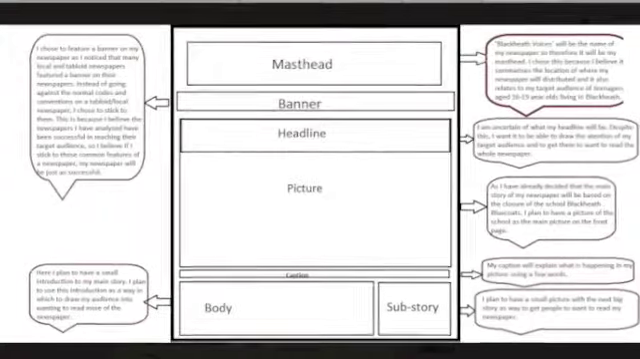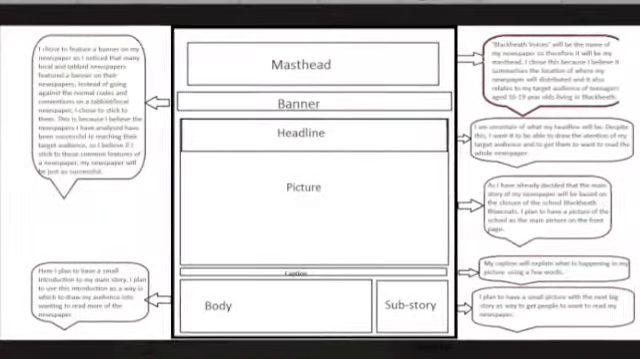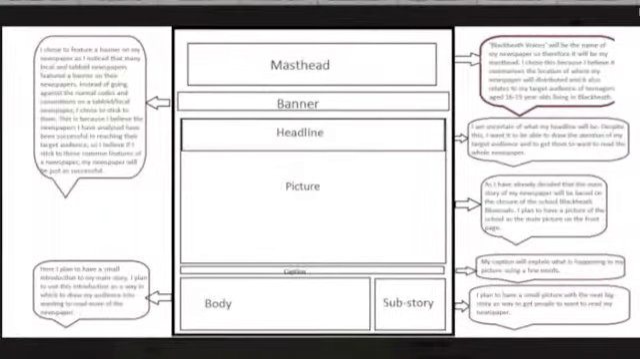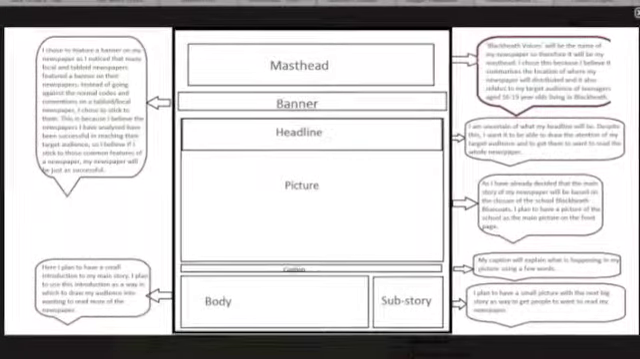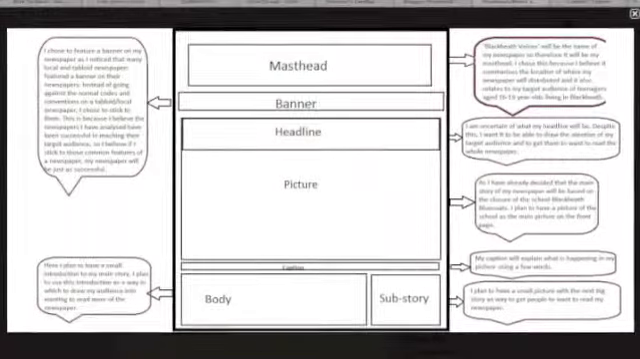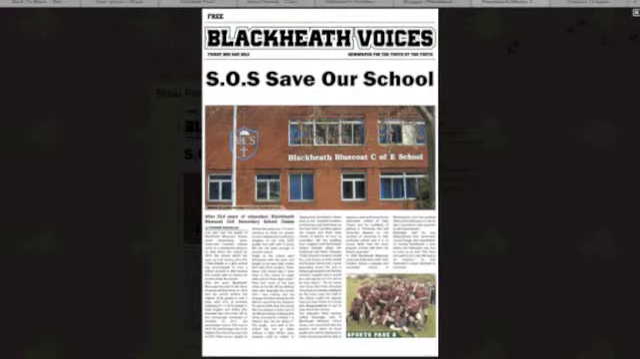I had my layout planned, and this was created using Paint. All that was left for me to do was actually create my newspaper. In order to do so, I used Adobe Illustrator. I had initially started creating my newspaper on Microsoft Word, and it began looking more and more like a magazine, which is why I ended up using Adobe.